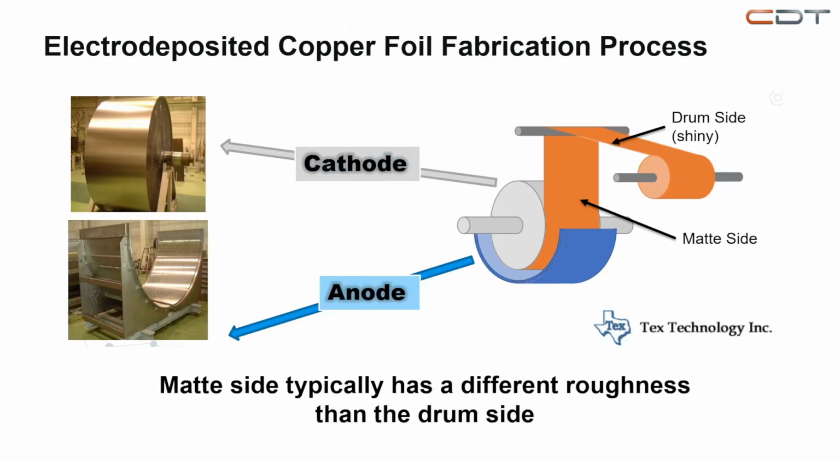Electrodeposited copper foil is manufactured through the deposition of copper ions onto a cathode drum via an electrolysis process. In practice, the foil is produced through the continuous rotation of the drum and simultaneous winding of the copper foil as it is released from the drum surface. Drum speed controls the foil thickness, and it gives different characteristics to our foil. One side is shiny, and the second is matte. The matte side typically has different roughness than the drum side.